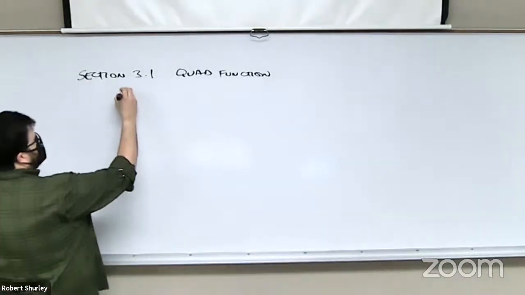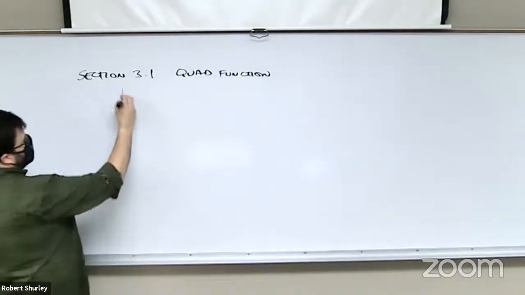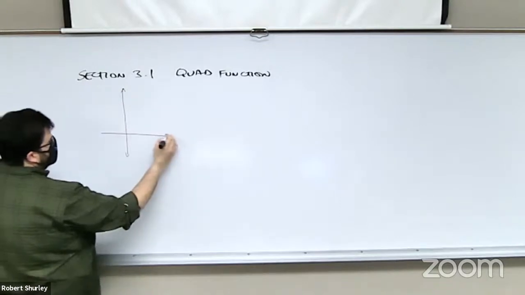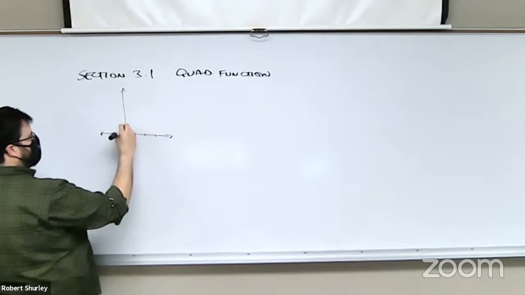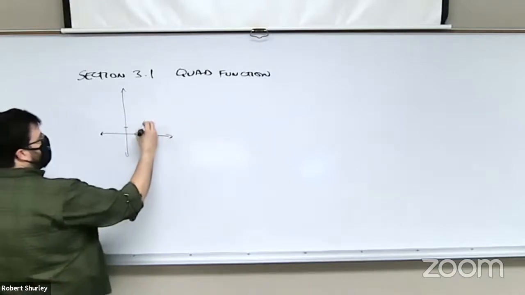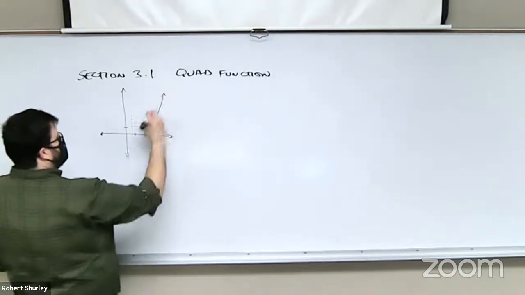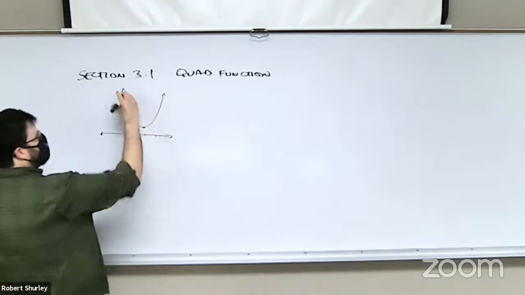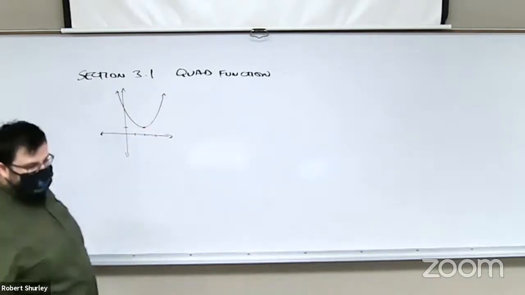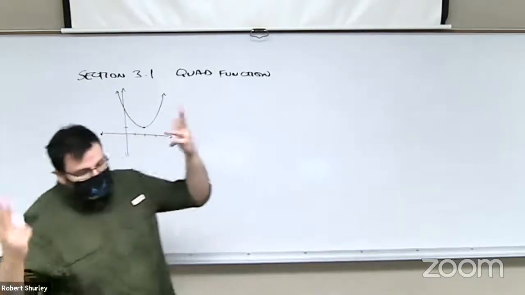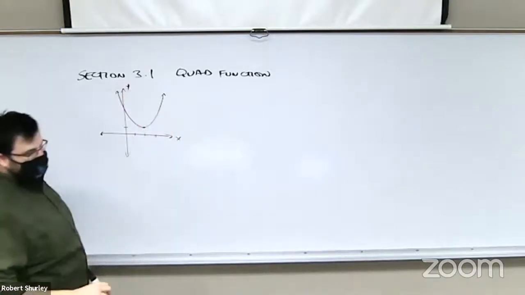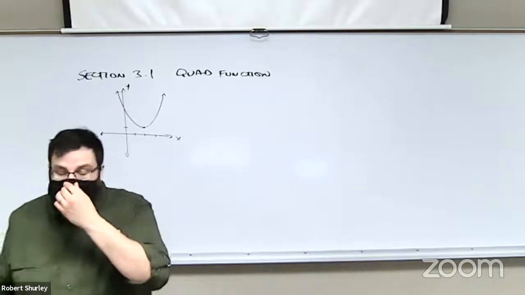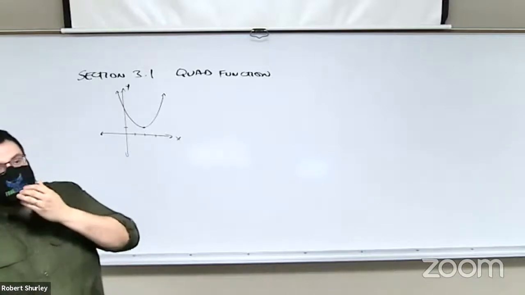So let's look at one that's turned up. Let's say we've got a quadratic and it looks like this. They all kind of look like this, right? They're either going to go up or they're going to go down. And I just call it this one smiling. It's my goofy way of remembering it. Smiling or frowning.